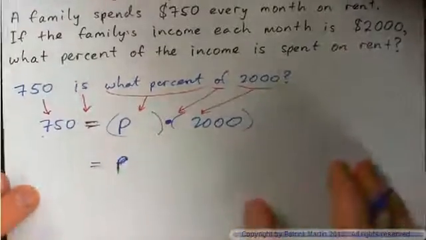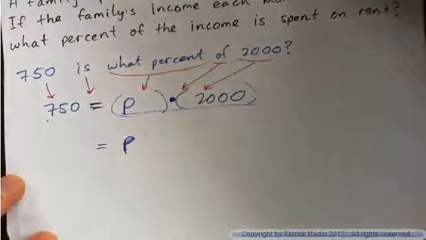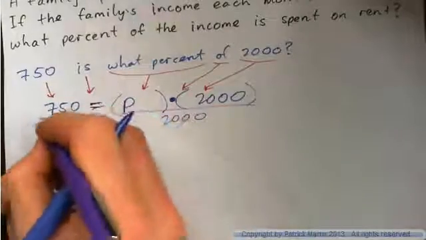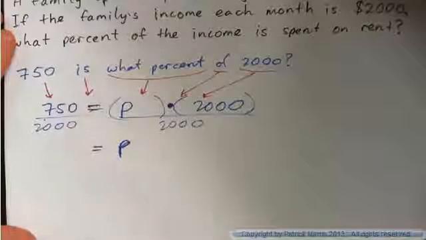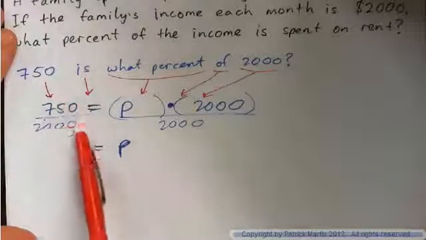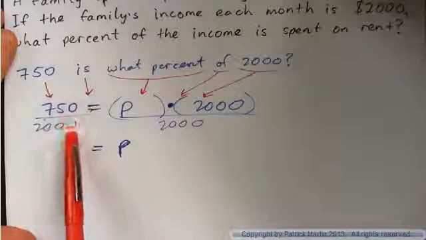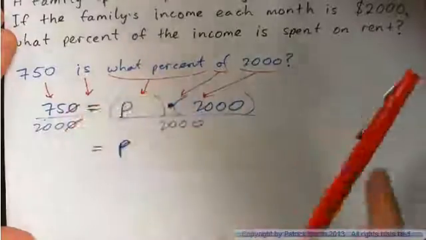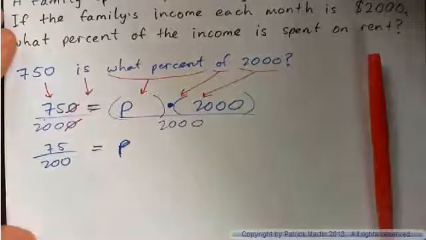And if I want to get P, the percent, by itself, I need to divide this side by 2,000, and if I do that, I must divide this side by 2,000 also. So I need to calculate 750 divided by 2,000. Now, instead of doing the long division right away, we might want to look at putting this in lowest terms first. So you can cross the zeros off, at least to begin with. So that's 75 over 200.